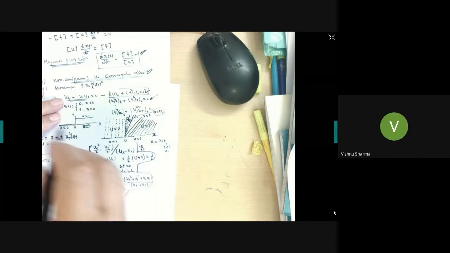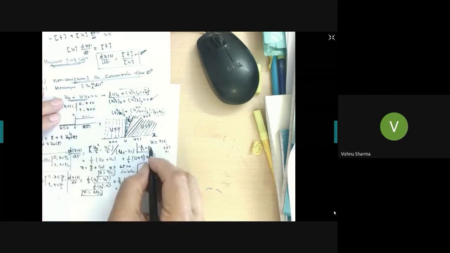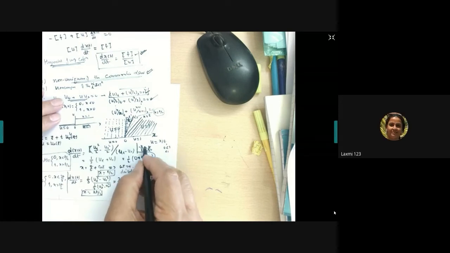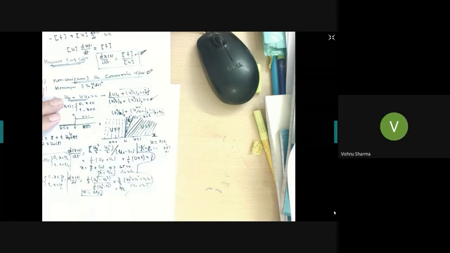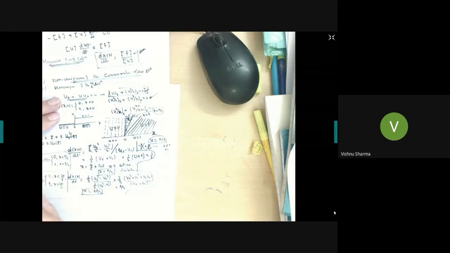And what is the second term? u is your x by t, and what is u_x? 1 by t. Identically satisfied. Is that right? So this is a solution. So this is another solution, you see.